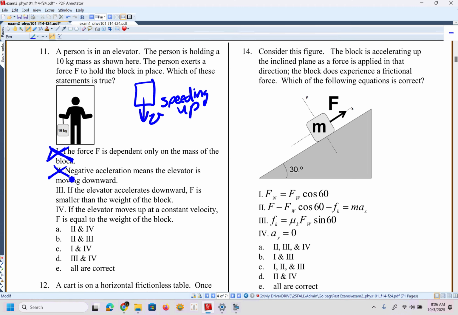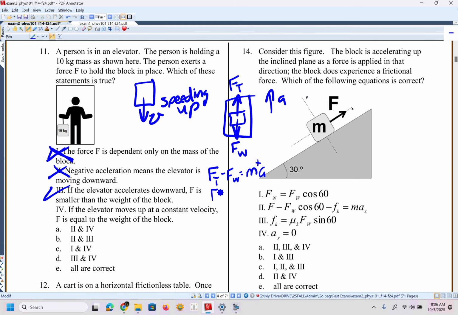If the elevator accelerates downward, F is smaller than the weight of the block. Yes, that's definitely true. Let's imagine I have an object accelerating upward. My force tension, which is the force the person is exerting, and my force weight: Ft minus Fw would equal Ma, and a would be positive. So Ft would equal Fw plus Ma. So if I'm accelerating upward, I have to exert a bigger force than the weight. If I'm accelerating downward, then the force is less.